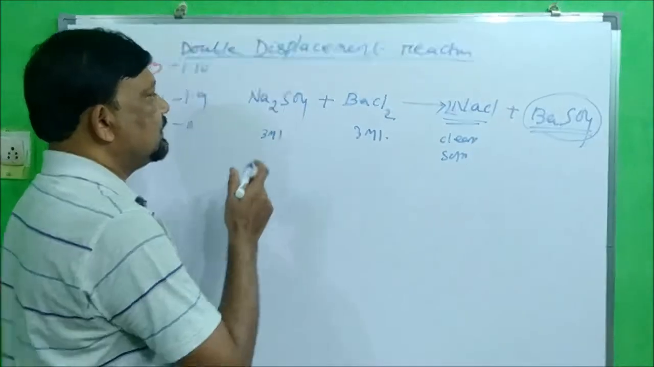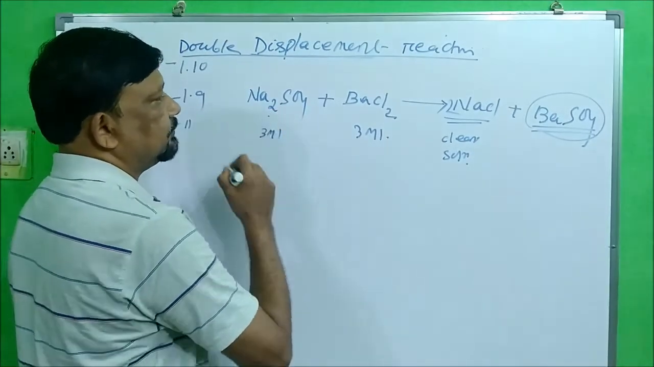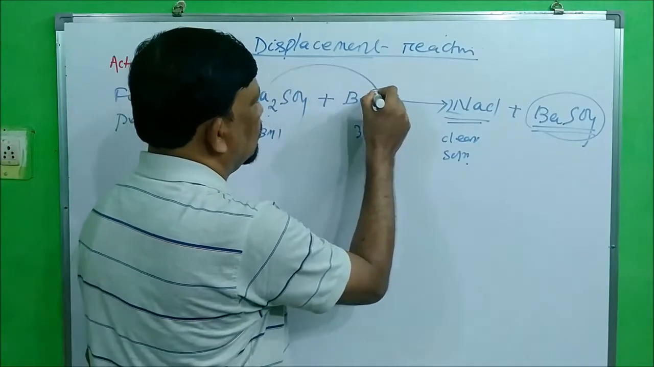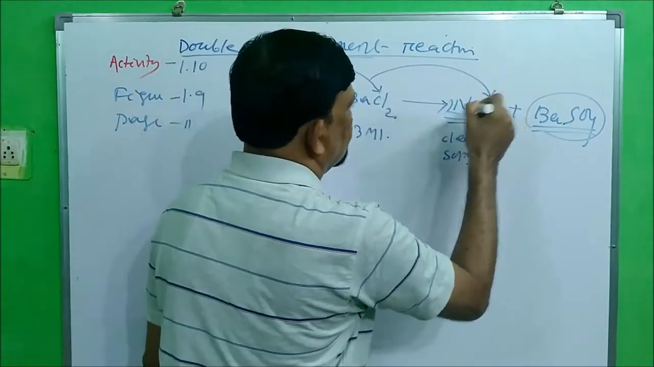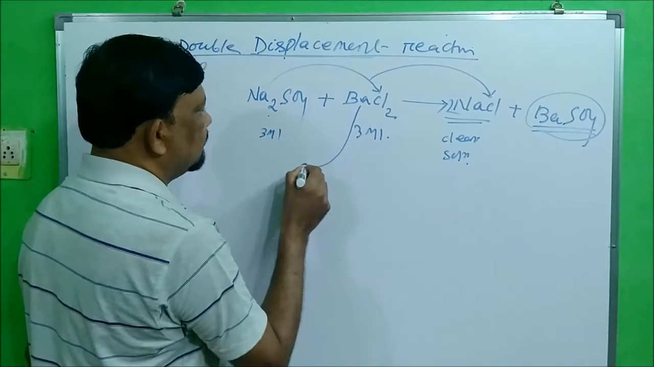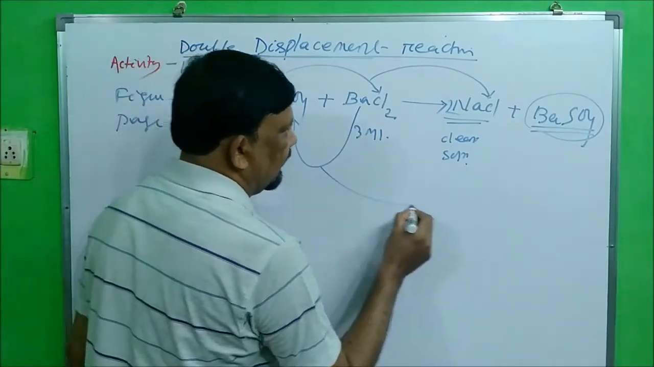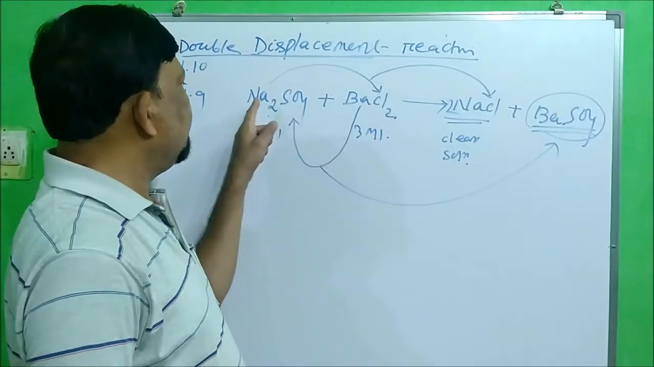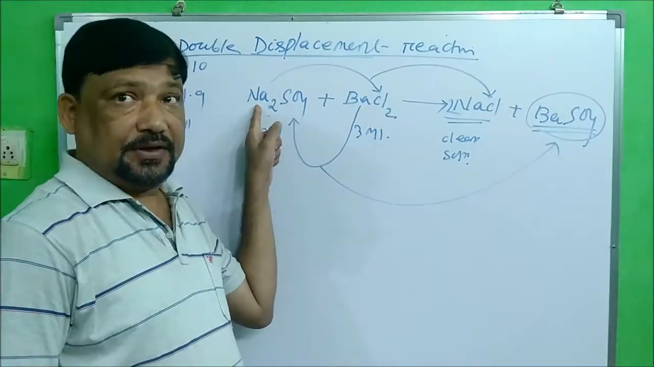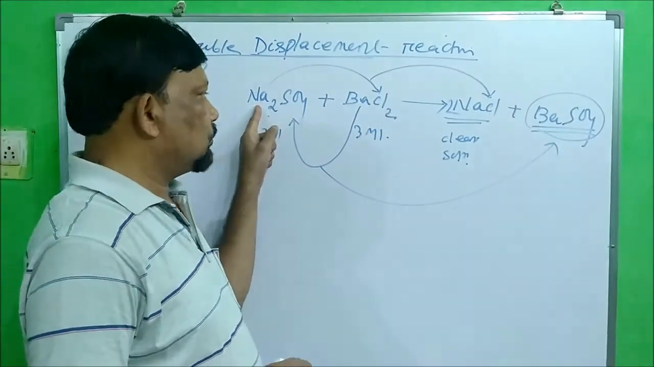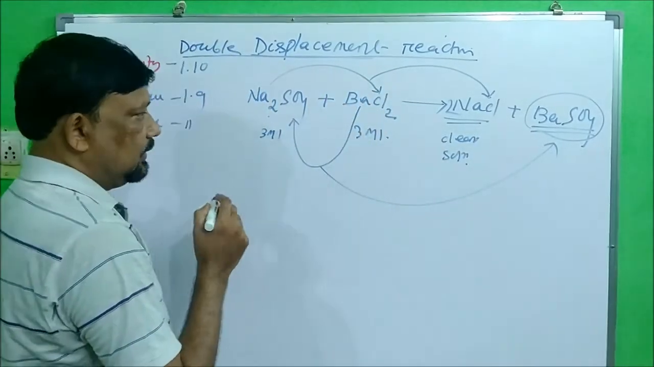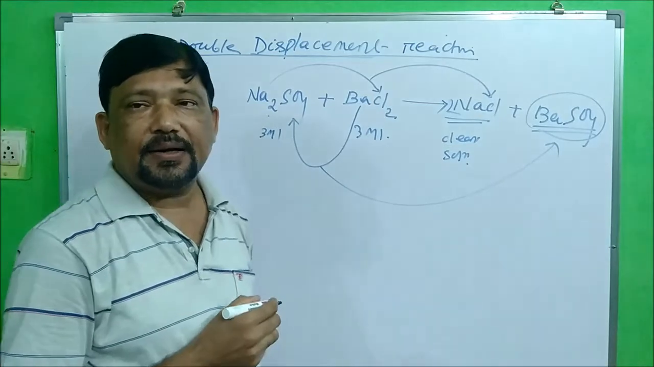And what is the reaction? See, sodium takes the chlorine and forms sodium chloride, while barium takes the sulfate and forms barium sulfate. In this case, barium replaces sodium, displaces sodium, and sulfate replaces chlorine. In other words, you can understand this equation.